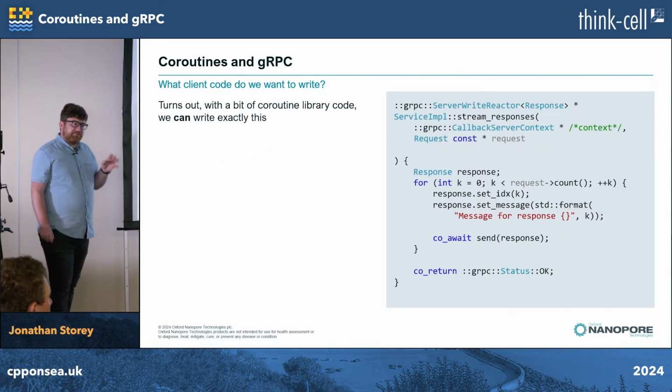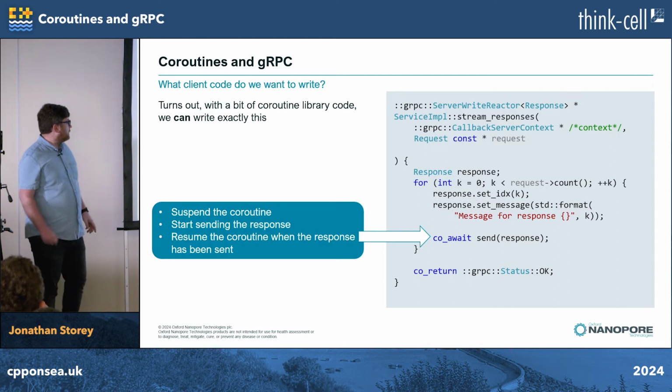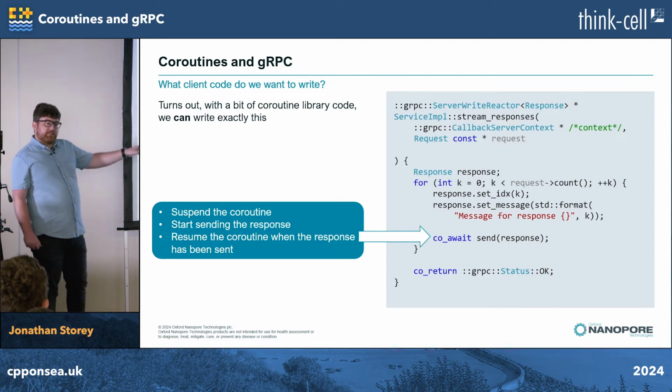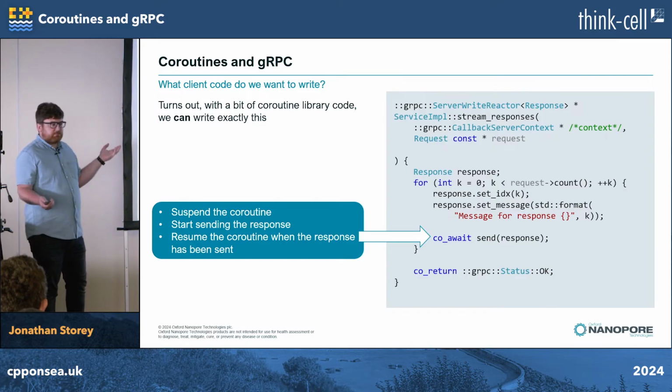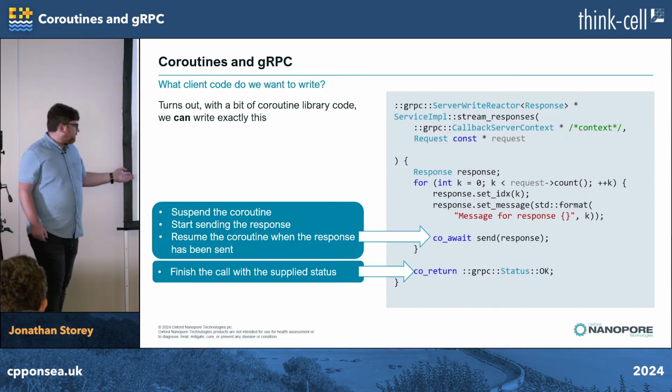So it turns out, if we write some support code, we can actually write exactly this and have it work today. This co-await send response, what we're going to do is suspend the coroutine, start sending the response, and then when the response is complete, resume the coroutine. That's fairly standard. And similarly, when we hit the co-return statement, we're going to finish the call with the supplied status.